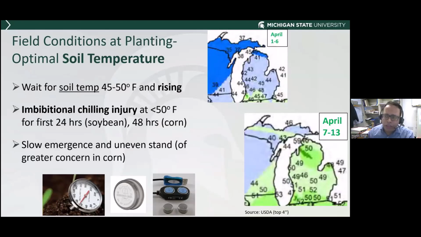And if we do plant in low temperature conditions, what can happen, right? Well, it's the imbibitional chilling injury, right? That can lead to slow emergence. So something to keep in mind. A lot of sensors are out there to record this. So I'll recommend getting one of these and recording your own temperatures.